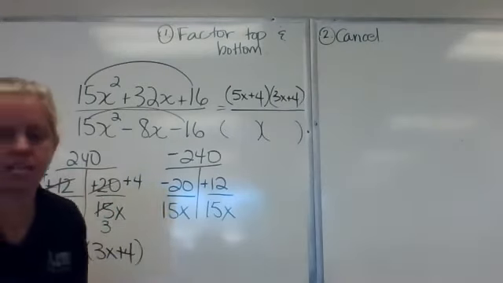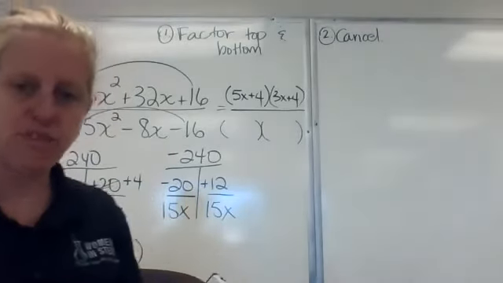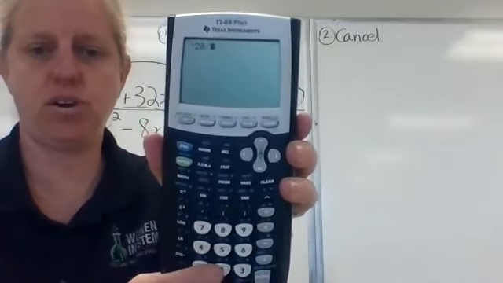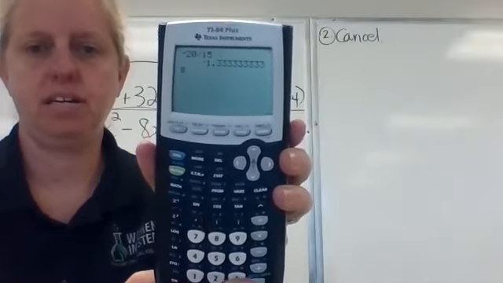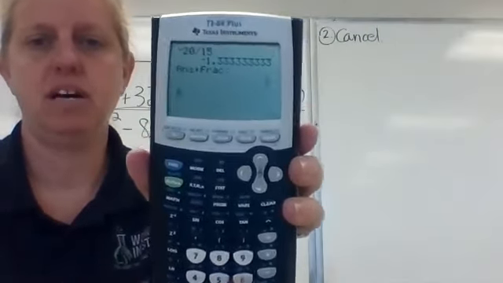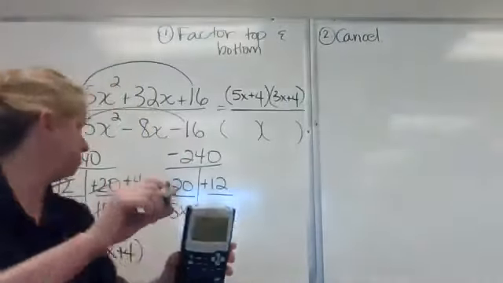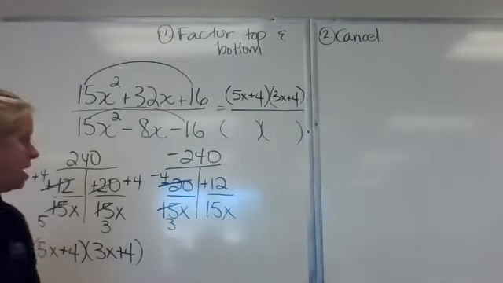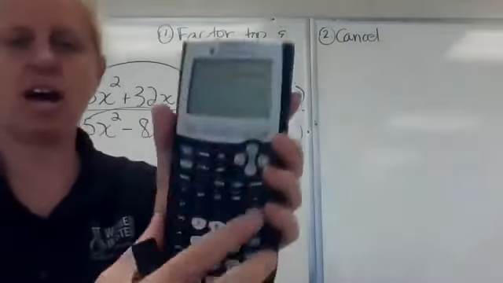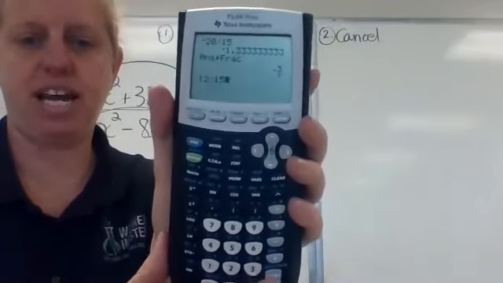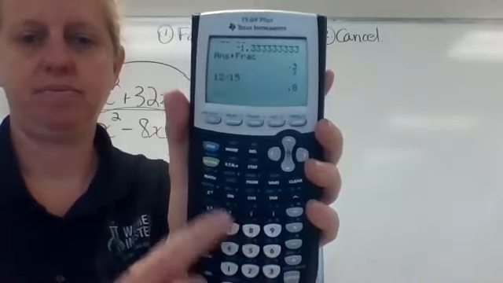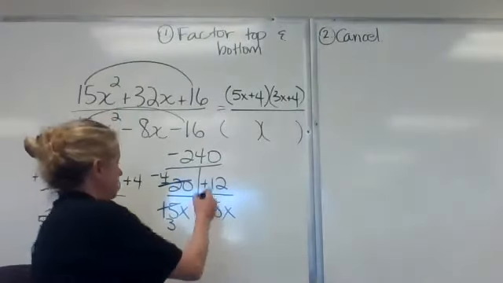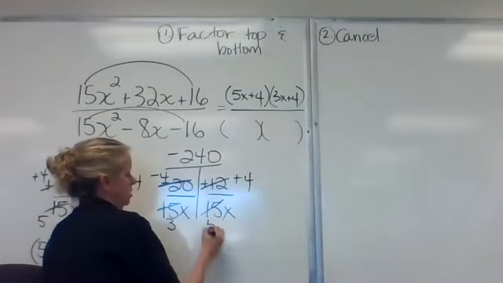Reduce your fraction. So let's see. The first fraction I have is negative 20 over 15. It's a decimal again, so math enter that, which will give me negative 4/3. So negative 4 over 3. And then do the 12 over 15. So 12 divided by 15. It's a decimal again. So math enter that to get 4/5. So this one reduces to positive 4 over 5.